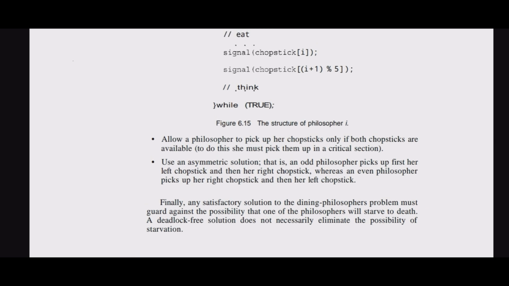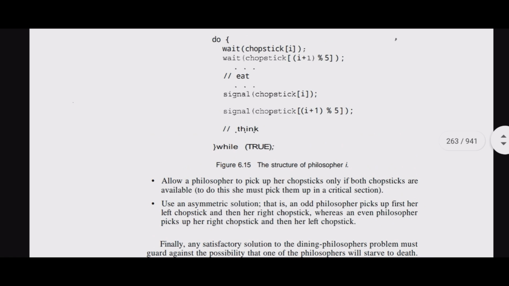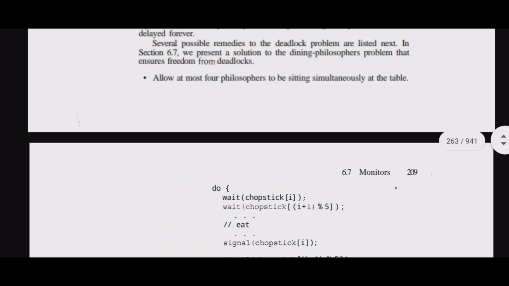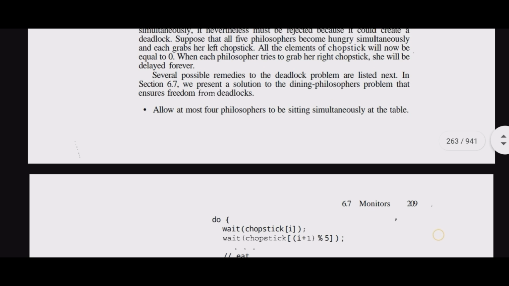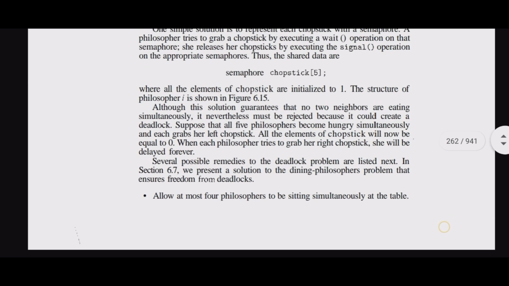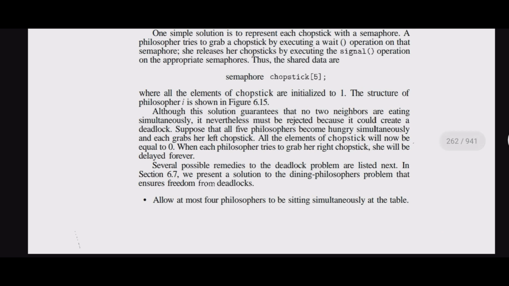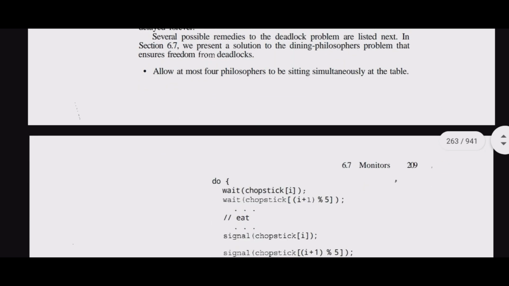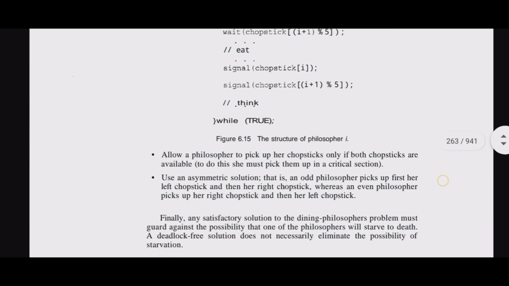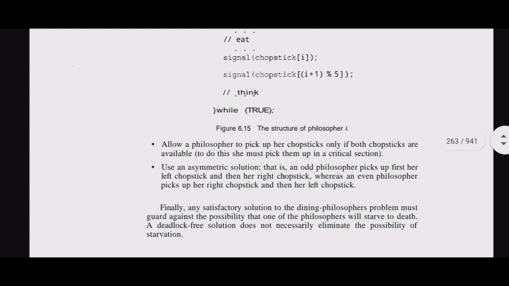This solution ensures that at most one philosopher can pick up both chopsticks at the same time, preventing deadlock. Additionally, it provides fairness by allowing all philosophers to have an equal chance to eat, thus avoiding starvation. By employing suitable synchronization mechanisms, the dining philosophers problem can be effectively solved, showcasing the importance of proper coordination and resource management in concurrent systems.